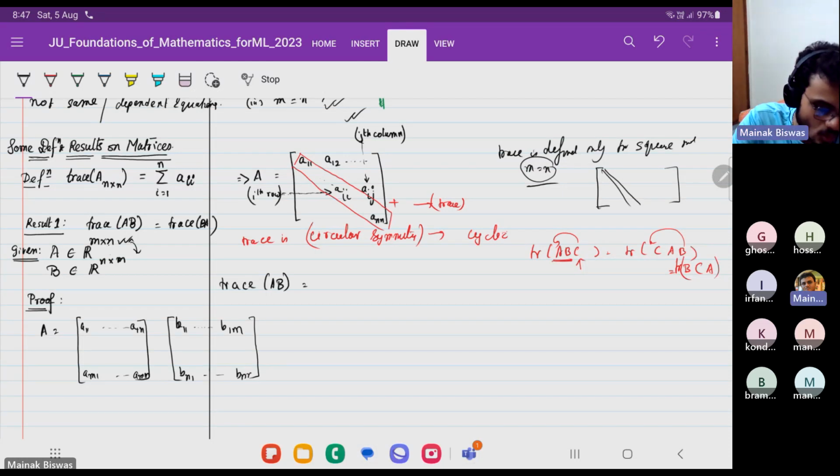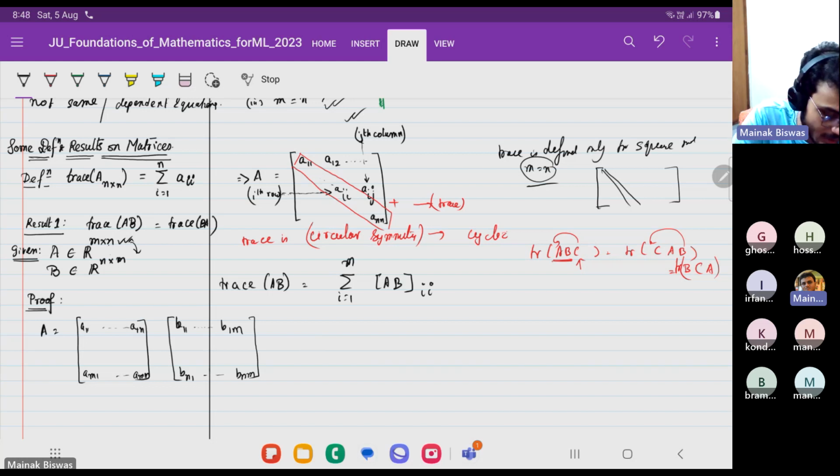Tell me, so what is the element Aii? Can you tell me? I want all the elements. I want this sum. Do you agree that I want the sum of (AB)ii, i equal to 1 to m, right?